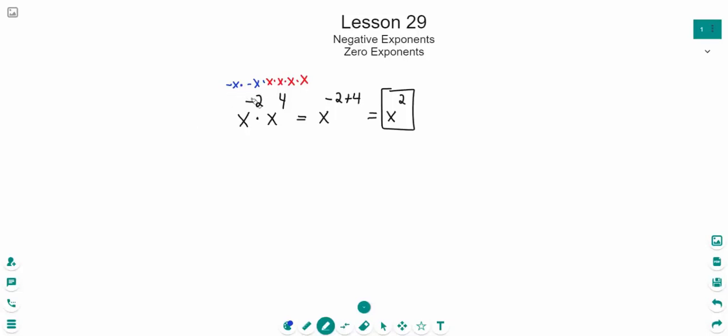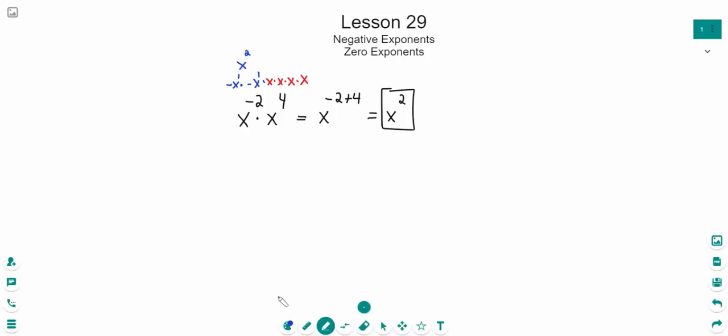But if we think of it that way, does that work? Because let's work it out. A negative x times a negative x, well, that's going to give us a positive x squared. We're going to add the exponents, right? We have a negative times a negative, that's going to be a positive. So we end up with x squared, right?